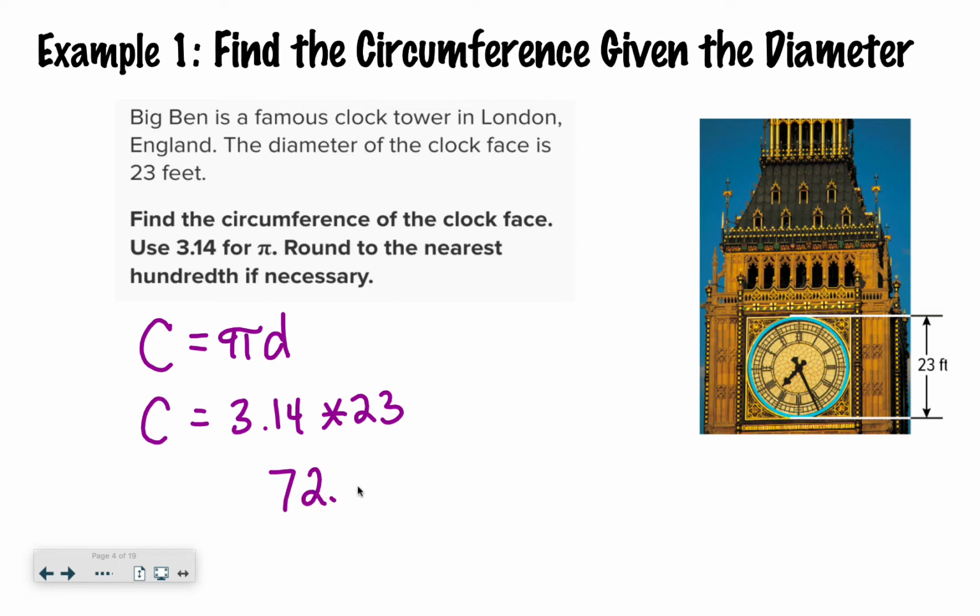So 72.22 feet. And circumference, which I'm realizing I forgot to say exactly what circumference is on the last slide, so let me clarify what circumference is. It's the distance around the outside of the circle. In the past you've found perimeter of shapes. So circumference is basically the perimeter of a circle. It's the distance around the edge of a circle.